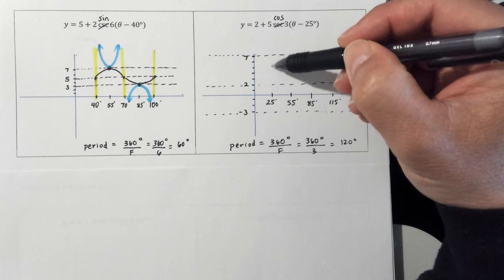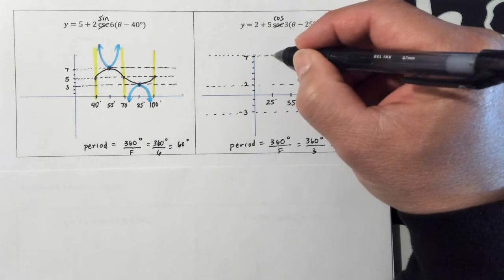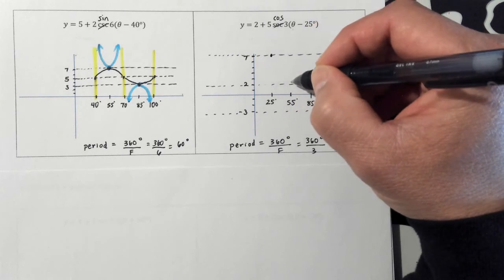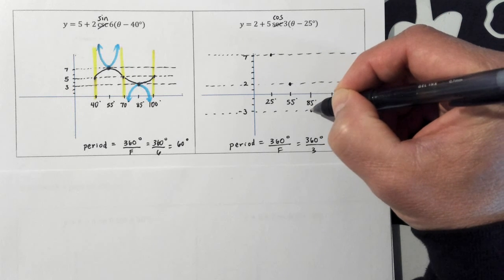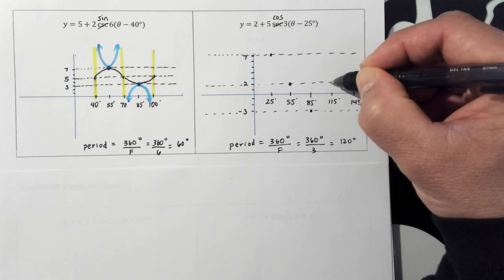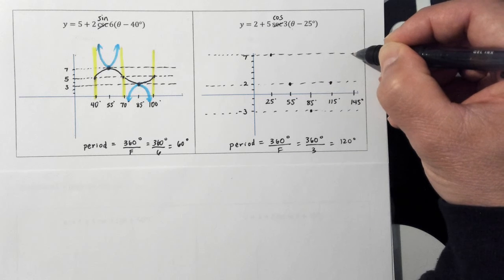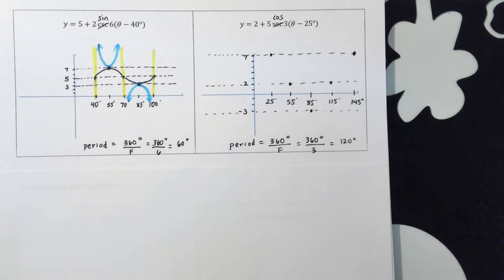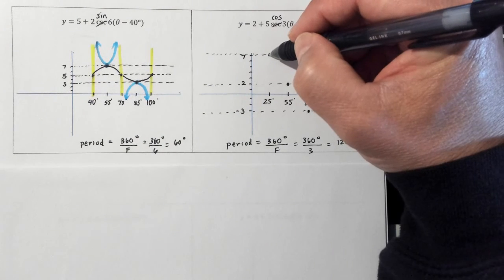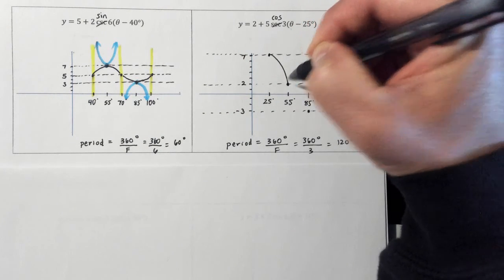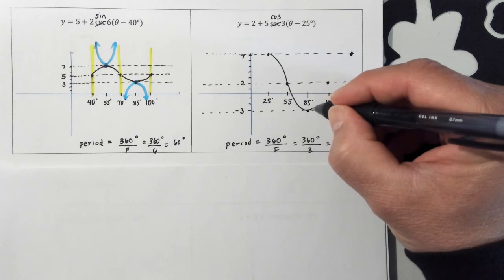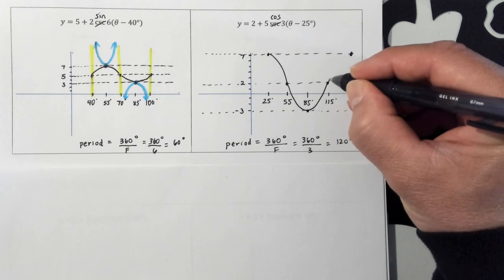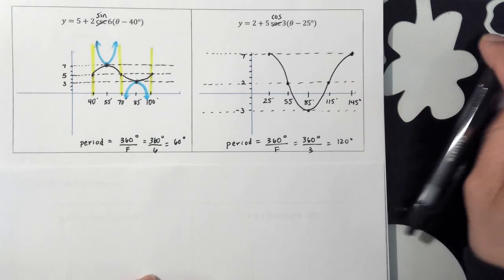Cosine starts at the top. Then it goes to the middle. And then bottom. Back to the middle. And ends at the top. And you get piece number 1, piece number 2, piece number 3, piece number 4.